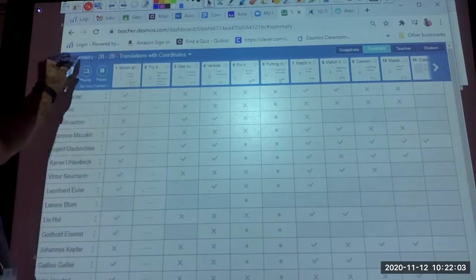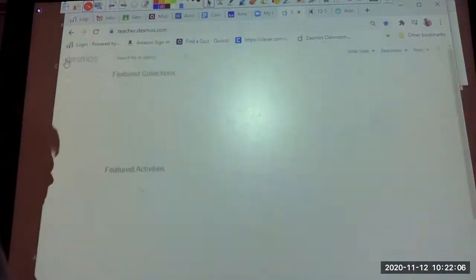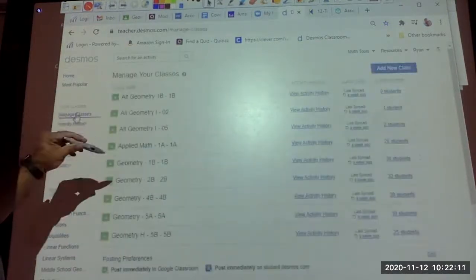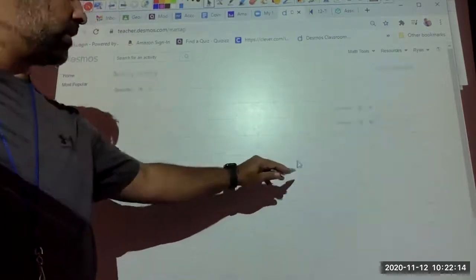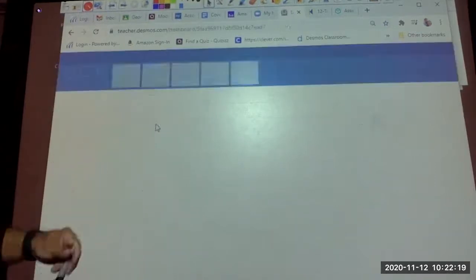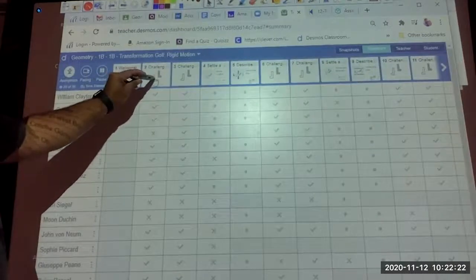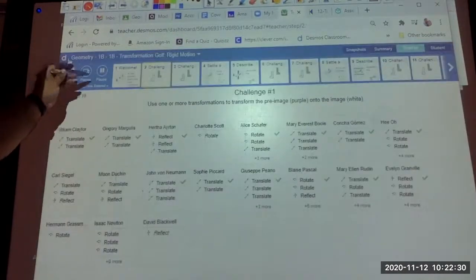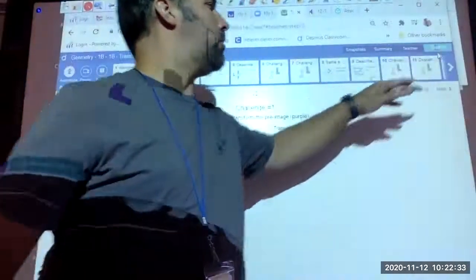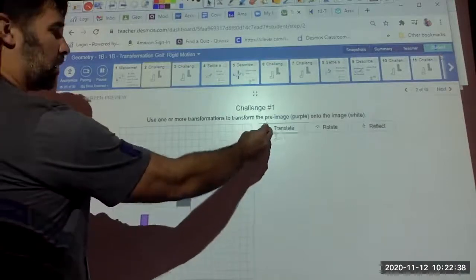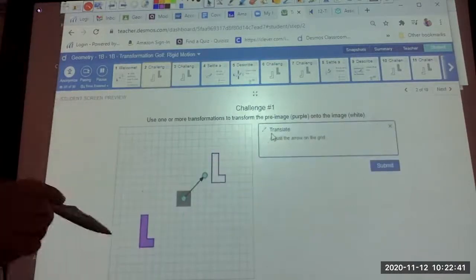But the way we started, all of today is about translations. So when you did your Desmos, if you haven't, you need to, and this video will help you with that too. The first one you did was trying to find different ways to make the purple L go on top of the white L. Most people did is you translate it, and when you click translate, it gave you this ray. Right, and it's a vector.